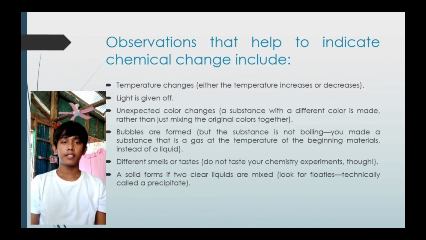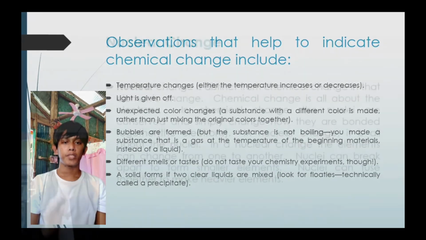And next is different smells or taste. Do not taste your chemistry experiments. And the next is a solid forms if two clear liquids are mixed. Look for floaties, technically called a precipitate.